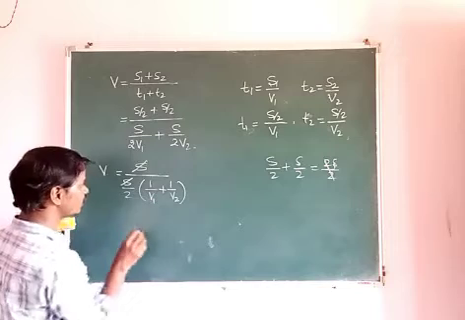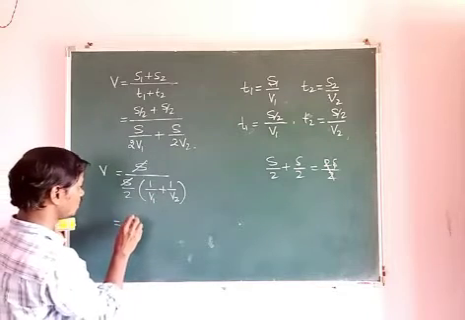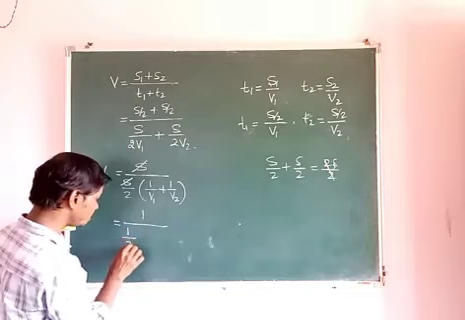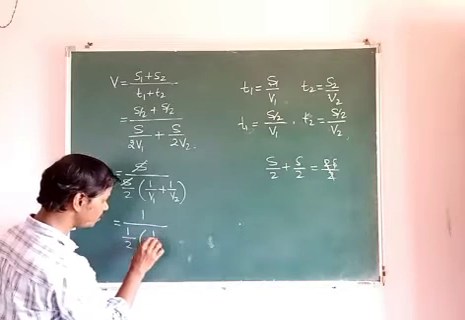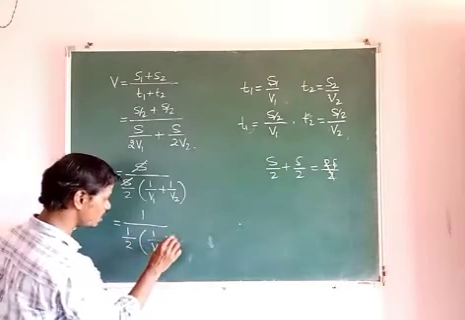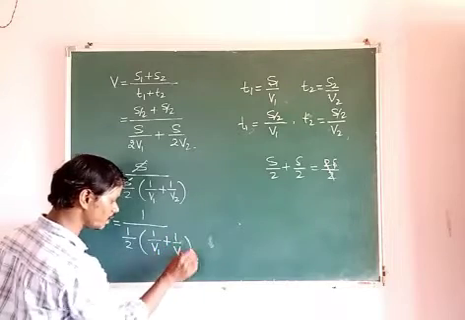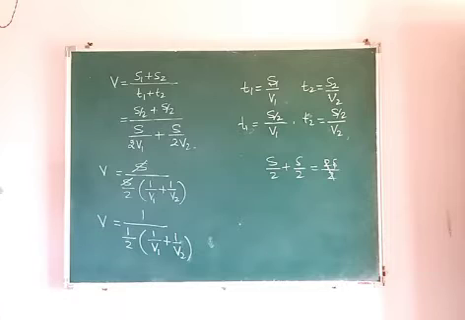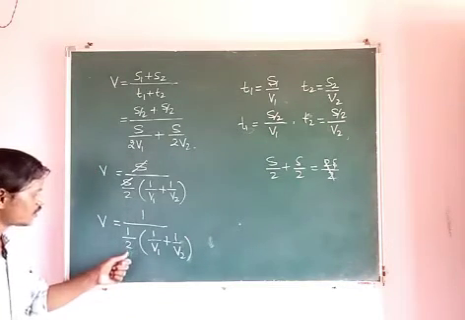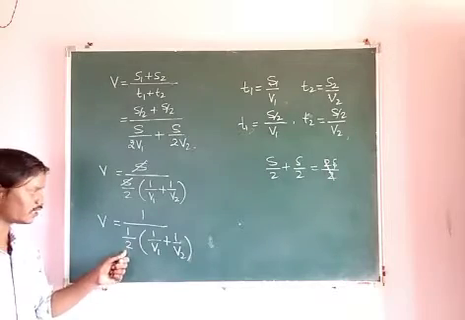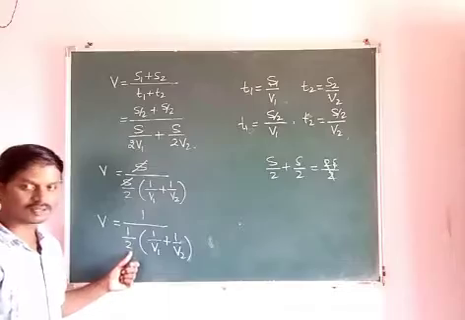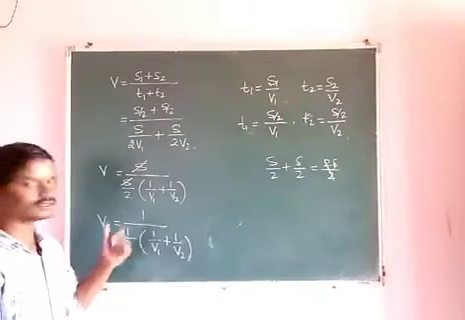Then I will write this as 1 by 2 into 1 by V1 plus 1 by V2. Okay. Then it is the average speed of the object. Again I will modify this formula. How to modify this formula? See here, this 2 is in the denominator, that comes to the numerator.